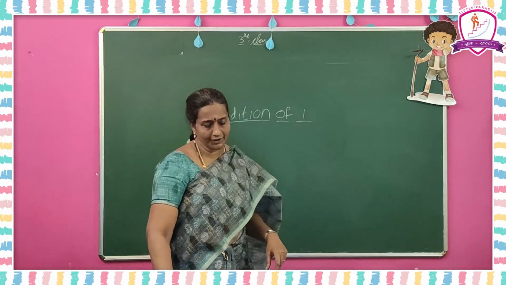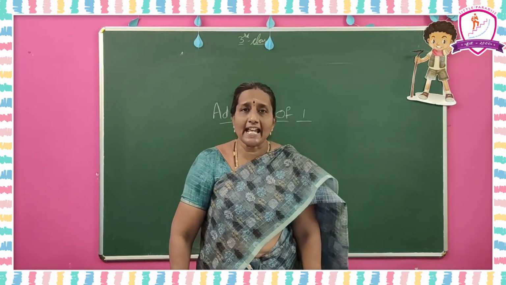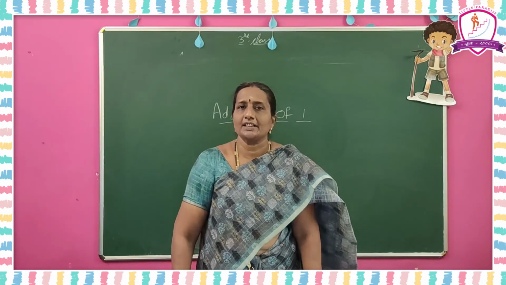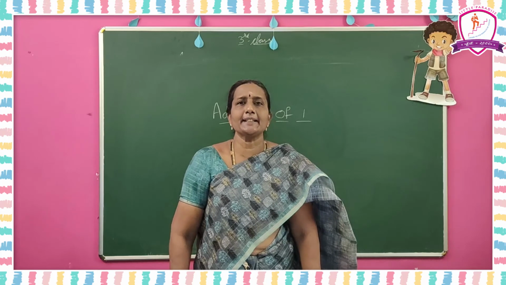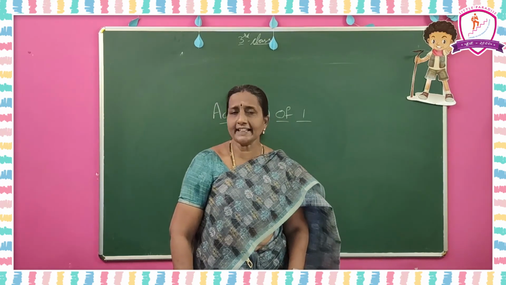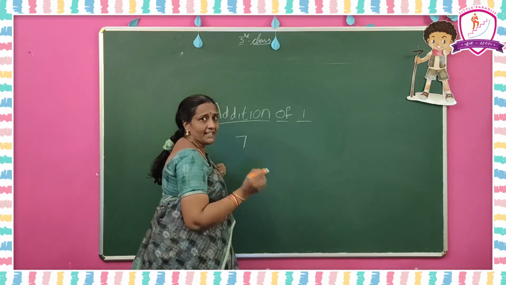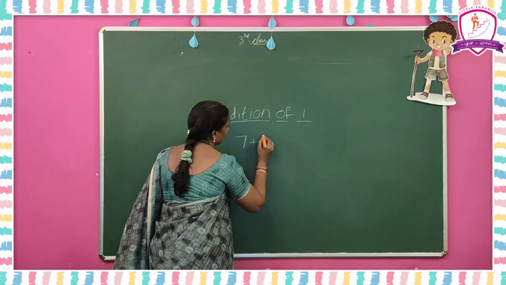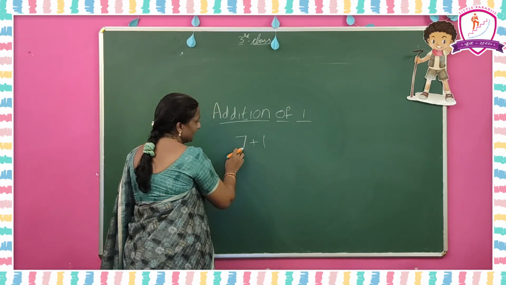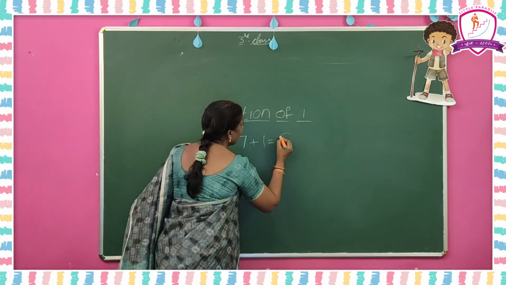Now addition of 1. If we add 1 to any number, we get the successor of the number. Okay. Now take any number like 7. We take 7 and we add 1 to this number. What is the answer? 7 plus 1 is 8.